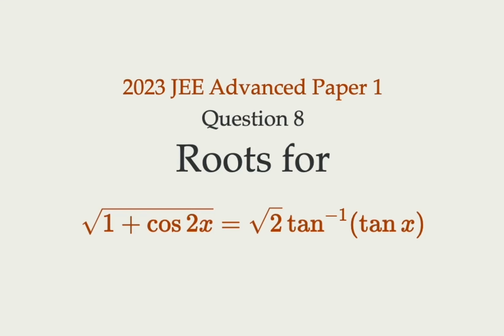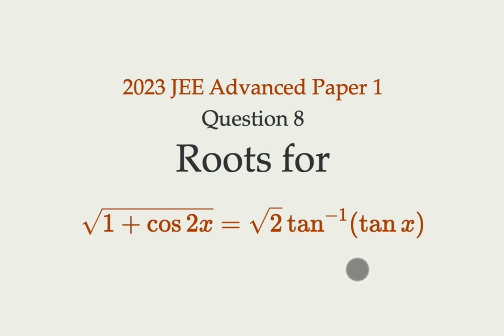This is another question from JEE Advanced 2023 exam. So here we try to find the roots for this equation involving trig functions: the square root of 1 plus cosine 2x equals square root of 2 times the arctangent of tangent x. Of course, with the specified range.